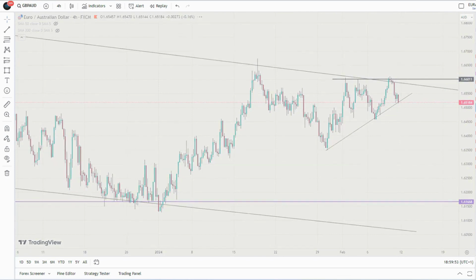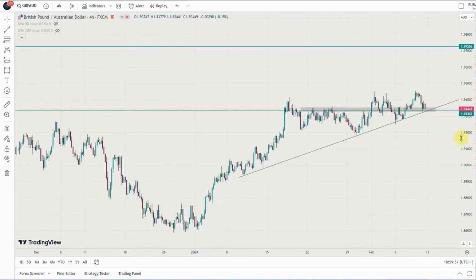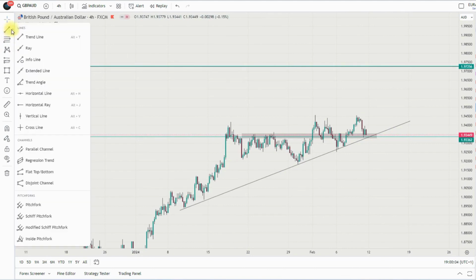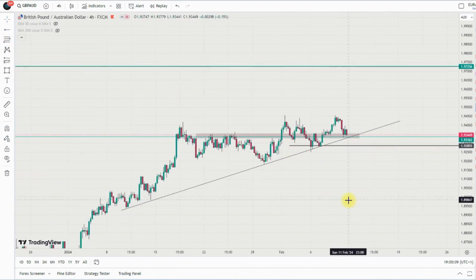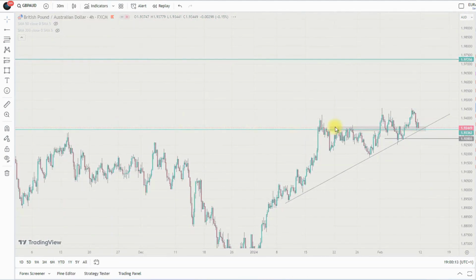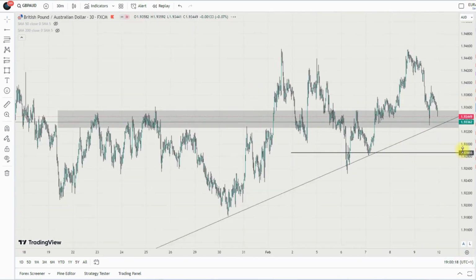So the next pair I want to check is pounds AUD. Pounds AUD, probably I'm looking for a buy bias on pounds AUD, and if this level breaks, I might actually be looking for a bounce at this particular level to buy that particular currency pair. So let's check the 30 minutes time frame right here.